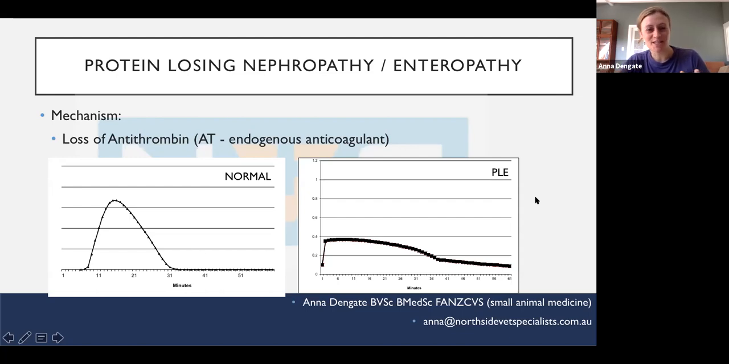Can everybody sort of picture that? How fast clots are forming in these dogs? Yeah.